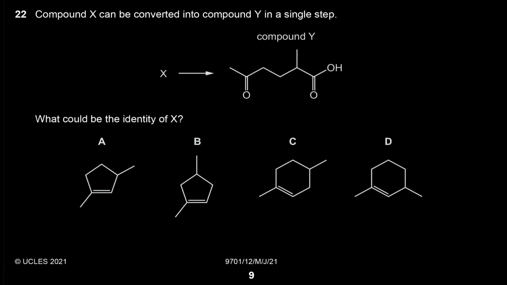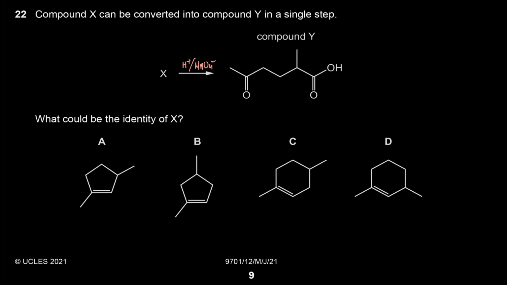Compound X can be converted into compound Y in a single step. What could be the identity of X? Now over here, we know that X was an alkene. X was an alkene, and it was oxidized using hot concentrated acidified KMnO4, right?